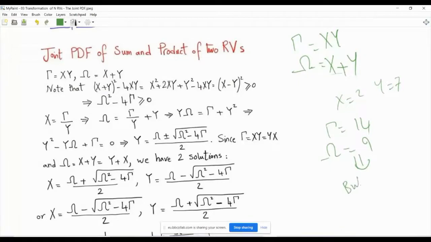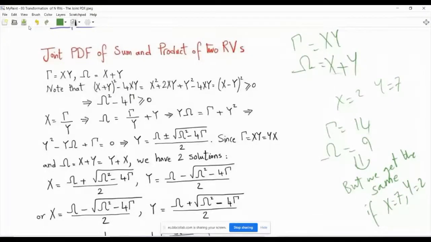But we get the same if we swap x and y. If x is 7 and y is 2, right? Because if you interchange the 2 values, the sum is left intact and the product is left intact because, again, we are dealing with the field of real numbers, and for real numbers, addition and multiplication both are commutative. Okay, so this is the first thing to observe.